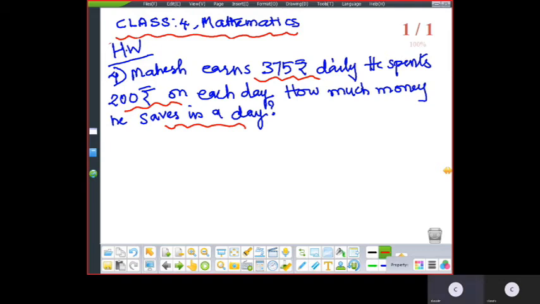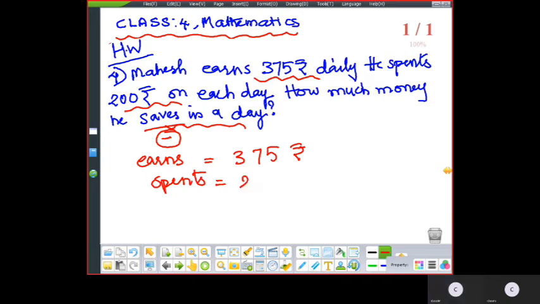So "save" is the keyword. Save means what he will do here? Subtraction part. Okay. So he is earning, Mahesh earns is equal to 375 rupees. Spends is equal to 200 rupees. Okay. So from "save" you know you have to do the subtraction. So 375 minus 200.